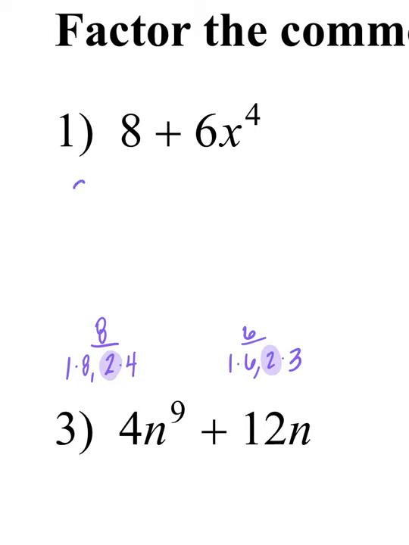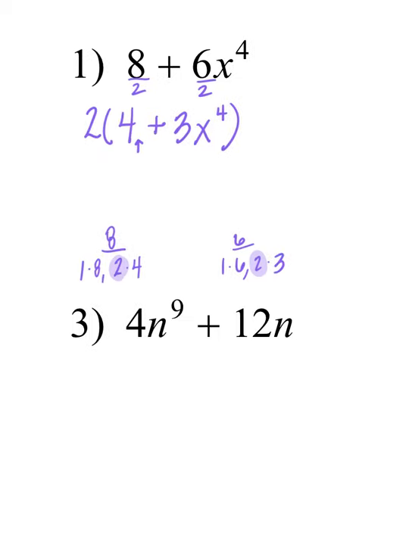So I'm going to put my 2 on the outside of the parentheses, and I'm going to divide everything by 2. So 8 divided by 2 is 4, plus 6 divided by 2 is 3, and I'm going to bring that x to the 4th down. Okay, so now I can look, and there's nothing else that the numbers have in common, nor do they have any variables in common, because the 4 doesn't have a variable. The 3 has an x to the 4th, but the 4 doesn't have one to go with it.